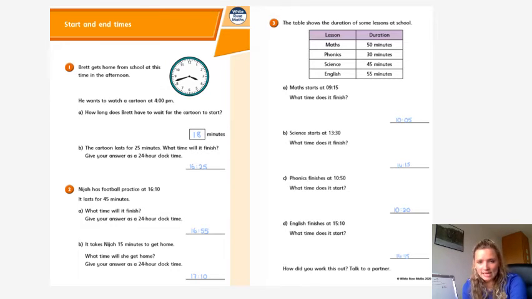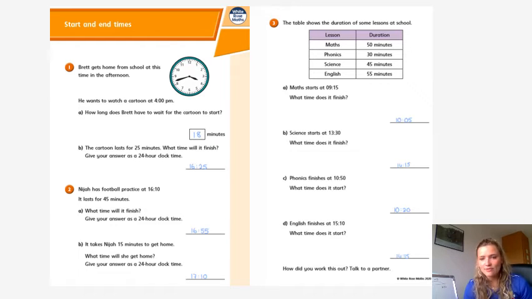For part C, phonics finishes at 10:50. So we know what time it finishes at, we now want to know what time it started at. So phonics says it lasted for 30 minutes. So I want to now take off 30 minutes from 10:50. So if I did 50 take away 30, I would get 20. So it would be 20 minutes past 10.